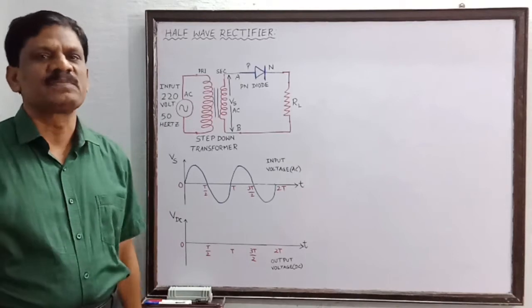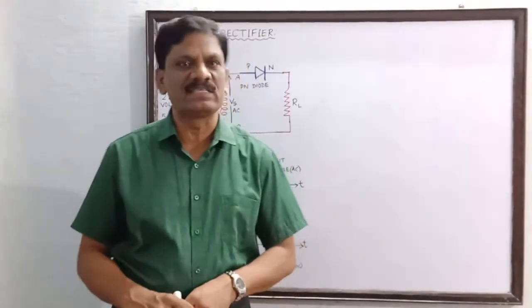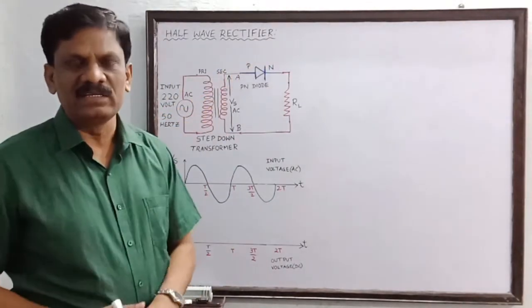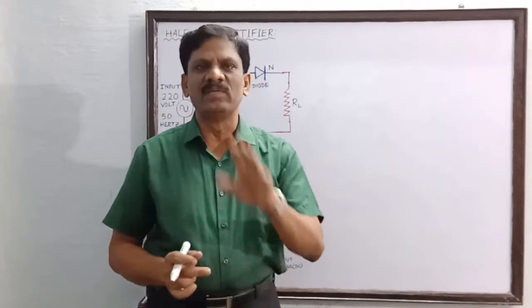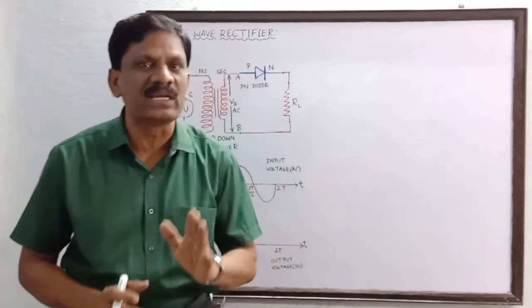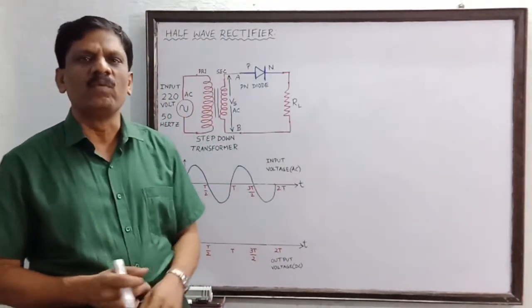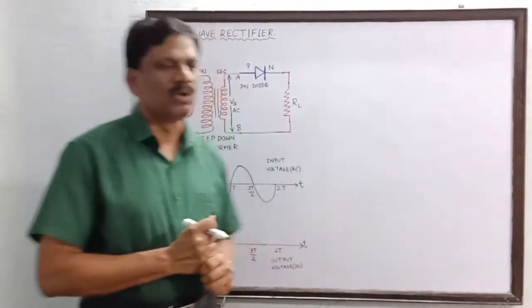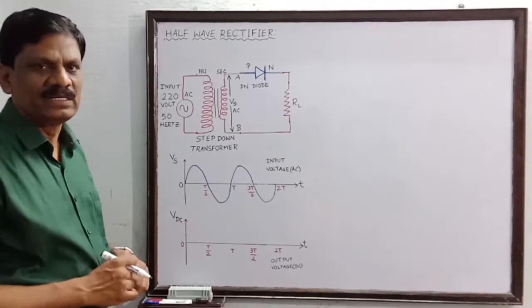Now we are going to explain the construction and working of a half-wave rectifier circuit. In a half-wave rectifier, only one half of the AC input voltage will be permitted to flow through the circuit. So through the output of this circuit, only one half of the voltage will be permitted. Okay, let us see the construction of the circuit of a half-wave rectifier, students.